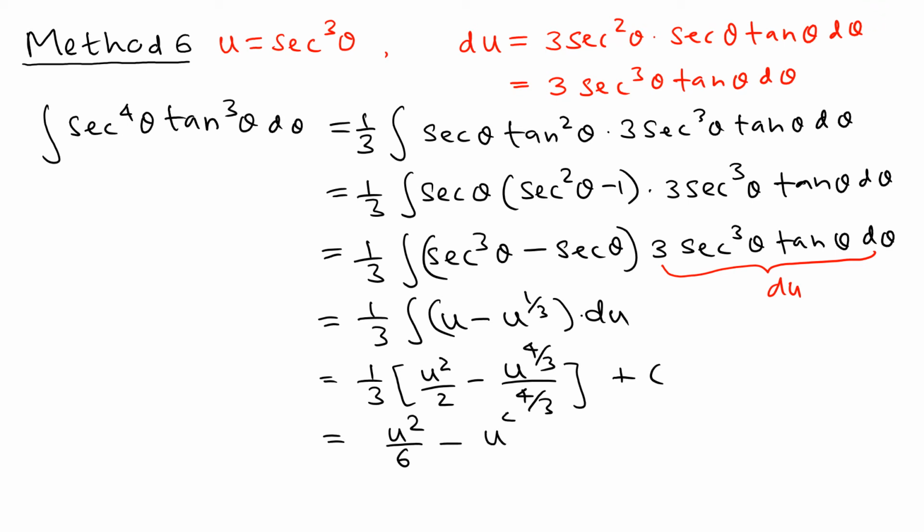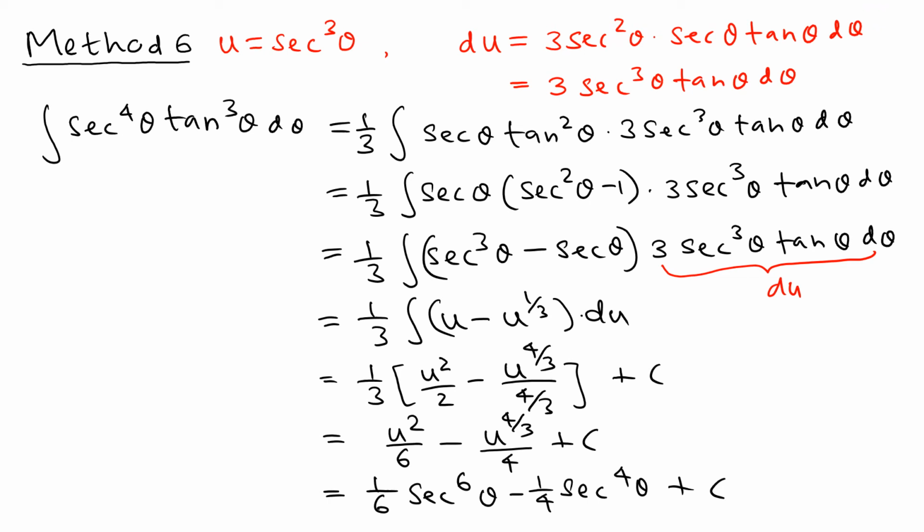u to the 4/3 over 4, plus c, and then since u equals secant cubed, you can write this one as 1/6 secant to the 6th power minus, and then this is secant cubed to the 4/3, so this is going to be 1/4 secant to the 4th power plus c. That's how we use the secant cubed substitution.